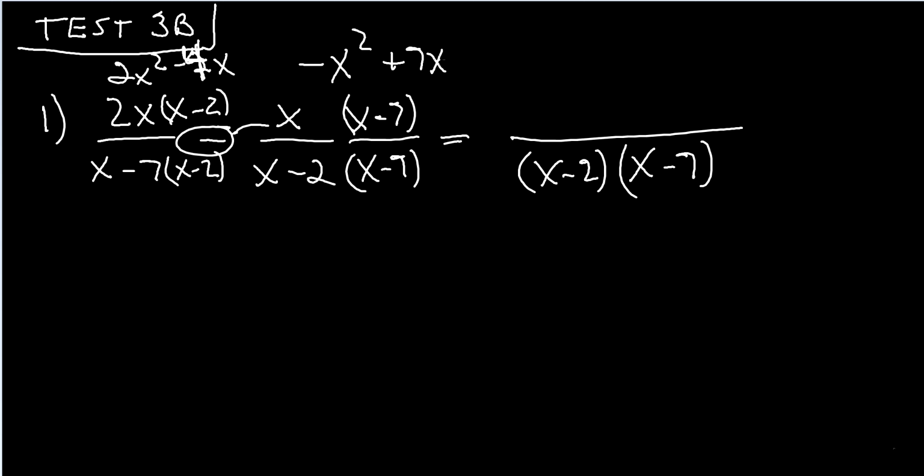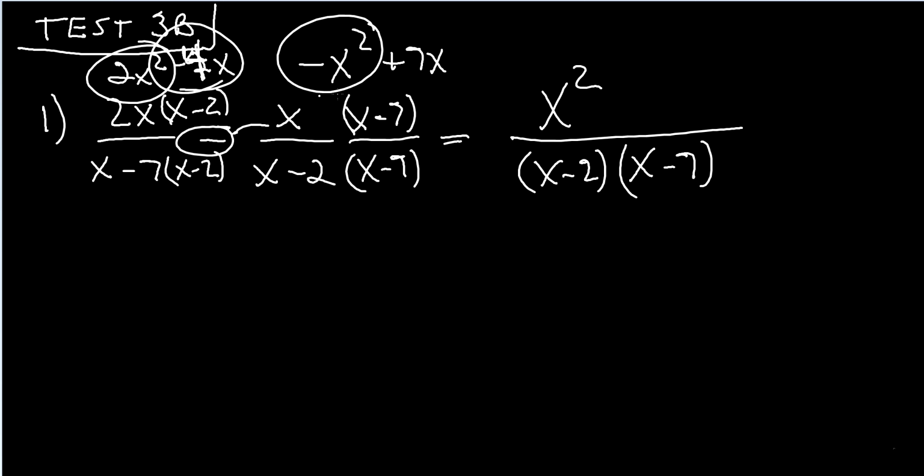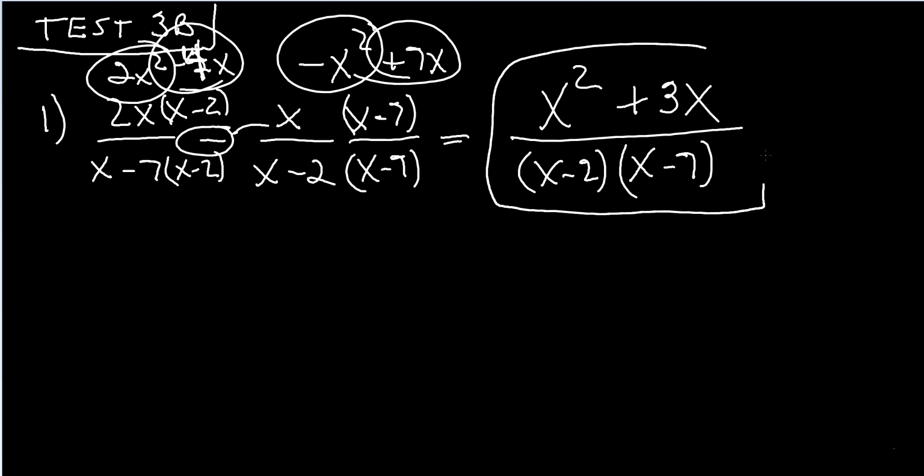And now it's a matter of combining our like terms. Here I've got 2x squared minus x squared is x squared. And then negative 4x plus 7x is positive 3x. Then I look here and say, if I factor out this x, will I have an x minus 2 or an x minus 7? The answer is no. So this is my answer for number 1.